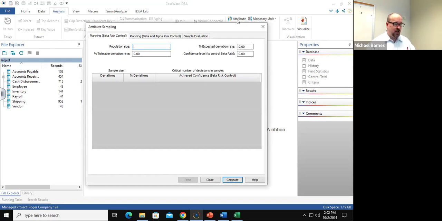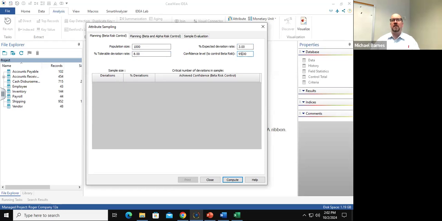So let's go ahead and just enter some basic information. What I'd like to do is enter a population size of 1,000. I want to do an expected deviation rate of 3, a tolerable deviation rate of 8, and a confidence level of 95.